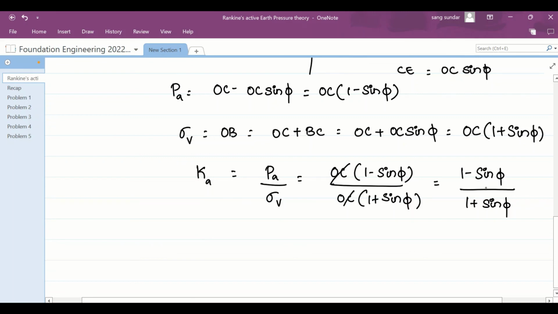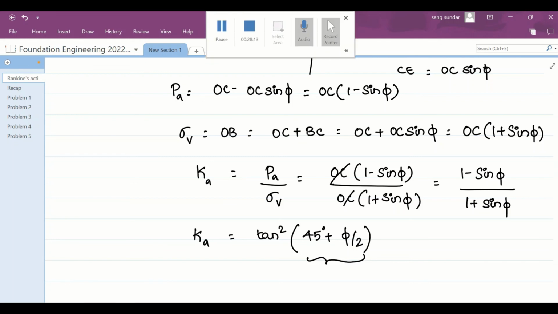Trigonometrically, if we simplify or if we convert this sine in terms of tan, you will get Ka is equal to tan square 45 degree plus phi by 2. What is the speciality of this angle 45 degree plus phi by 2? It is nothing but the inclination of your failure envelope with respect to the horizontal. Okay.